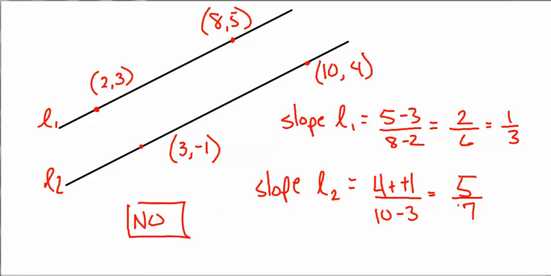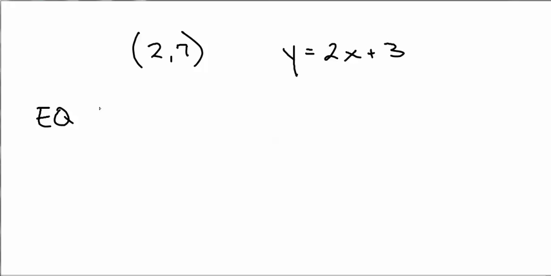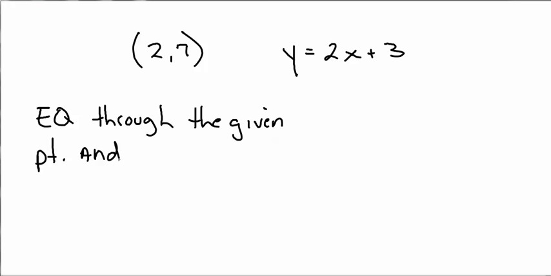Alright, the other thing you're going to be asked today, you're going to be given a point. You're going to be given a line. You're going to be asked to write an equation that goes through the given point and parallel to the given line. Okay?